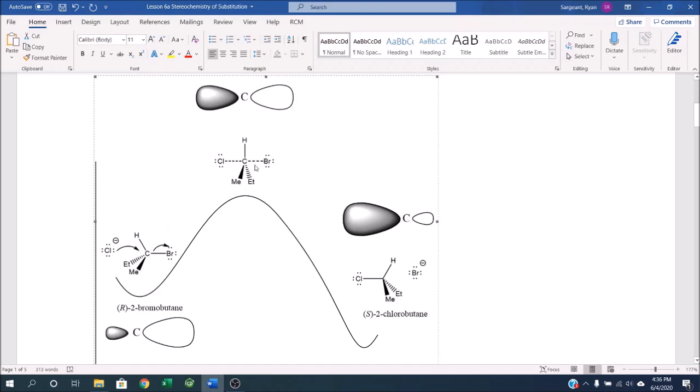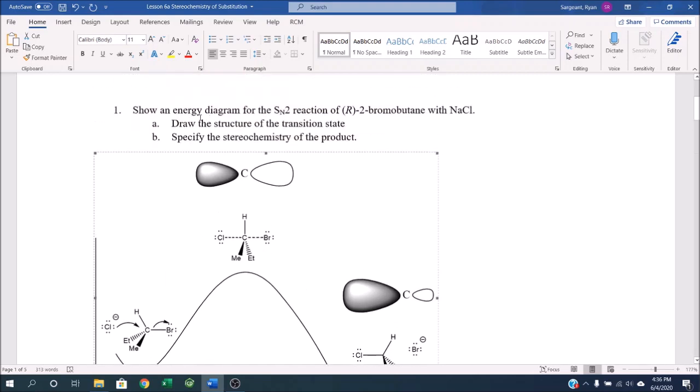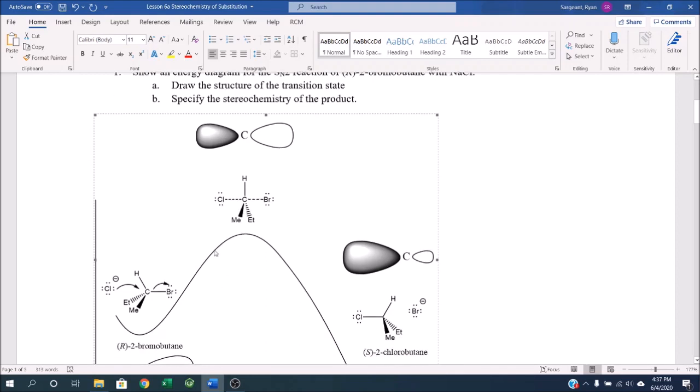So I have here the transition state that I showed specifically. It says draw the structure of the transition state, and here's my transition state. It is the shape of the molecule at that halfway point. And this transition state has trigonal bipyramidal geometry.